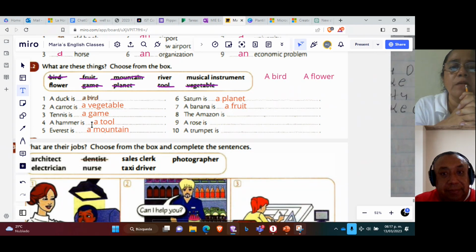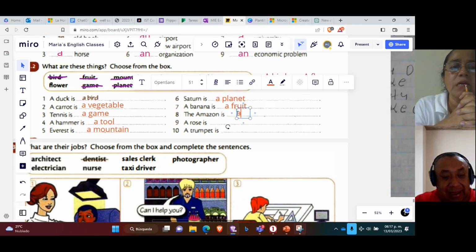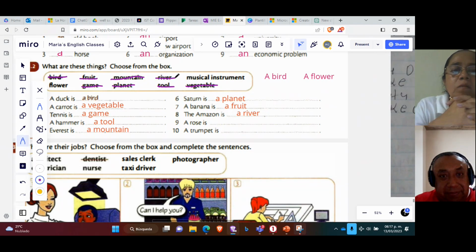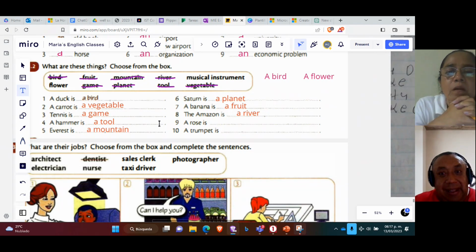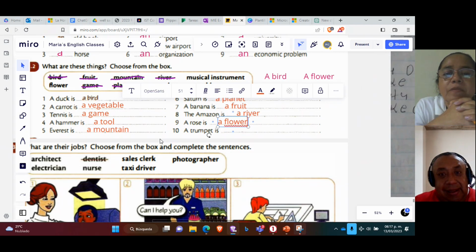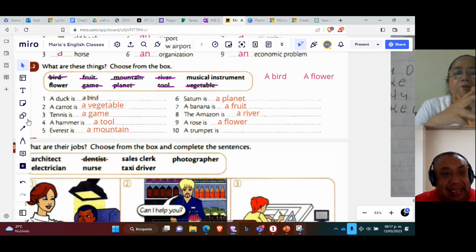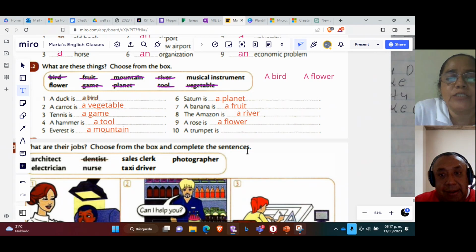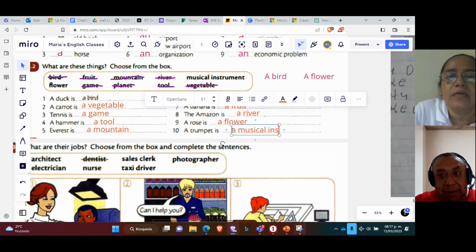Mire, Mari, the Amazon, ese es un río, Mari. The Amazon is a river, okay. Bien. Perfecto, perfecto. Esta, Mari. A rose is a flower. Flower, okay. Y a trumpet is a musical instrument. Musical instrument, ¿no? Instrument.